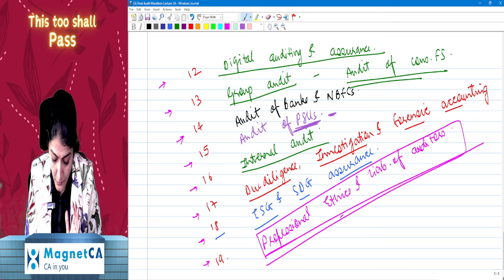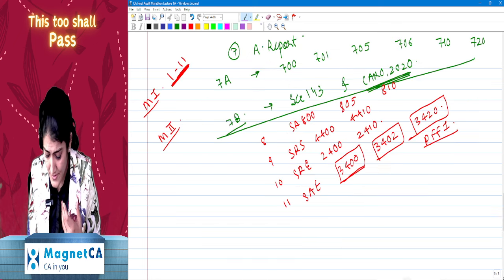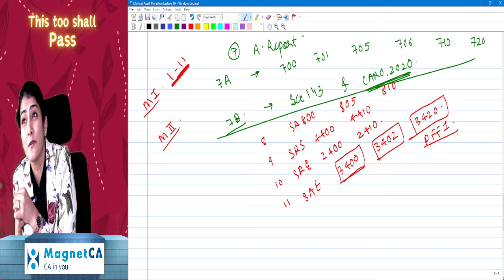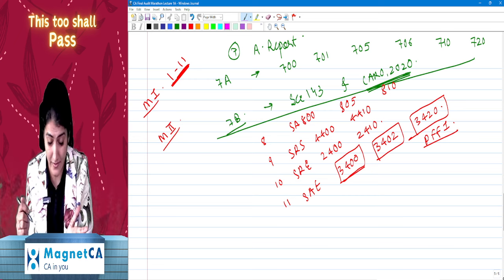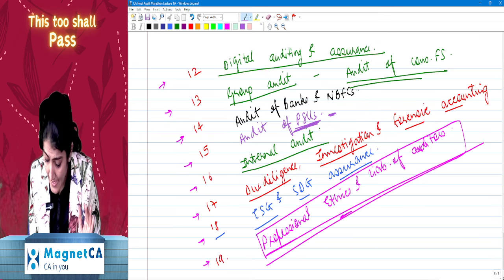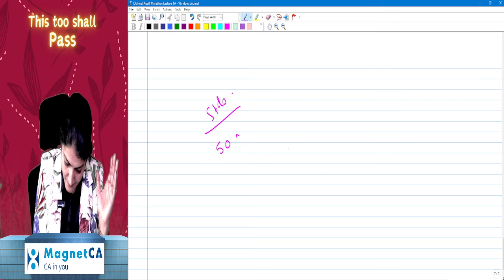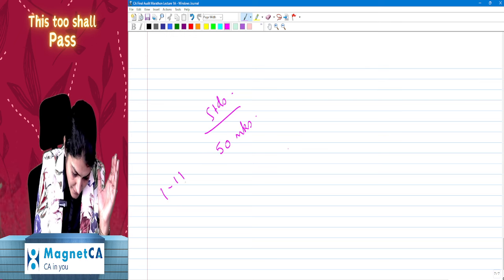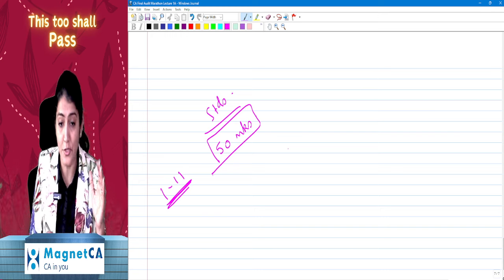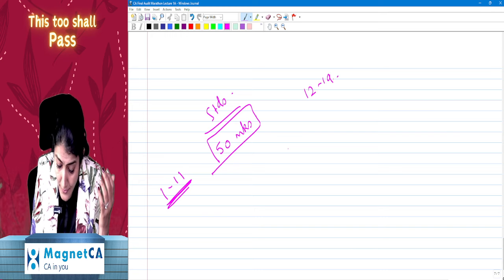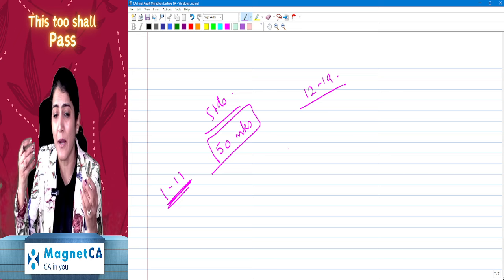So then what is the weightage of these chapters? Earlier, the weightage of the standards used to be in the range of 20 to 30. But now they have said that the standards weightage in the exam is going to be increased to 50 marks. So if I talk about chapters 1 to 11, the weightage is 50 marks. And then for chapters 12 to 19, I can say each chapter gets one question, not to annoy anybody.